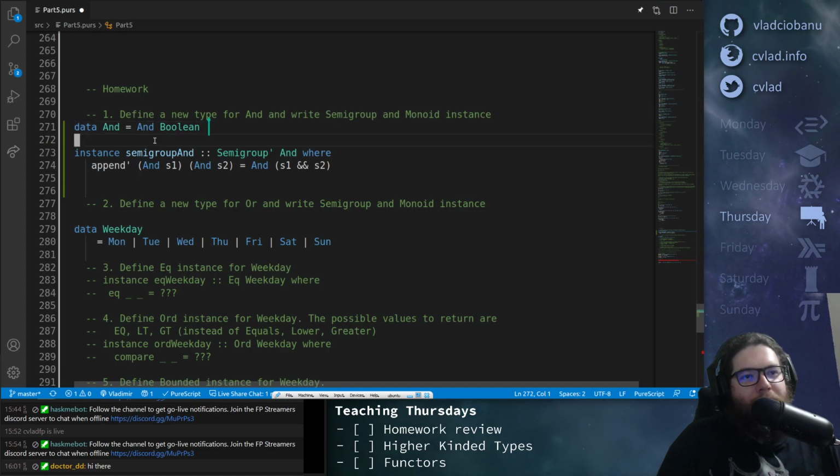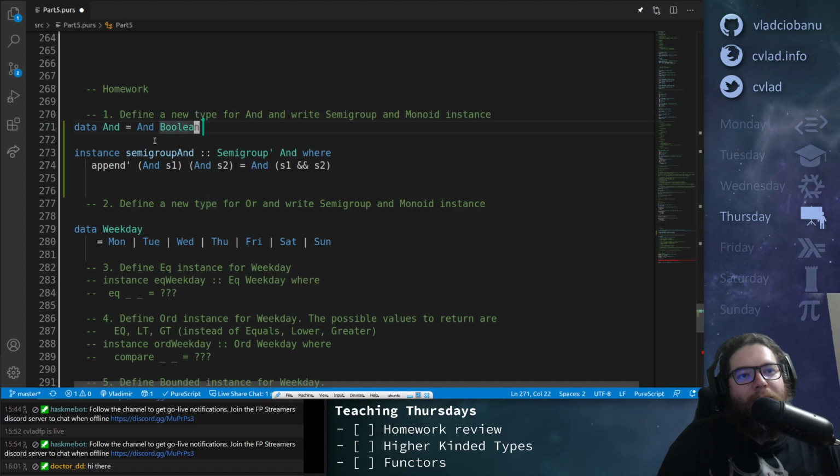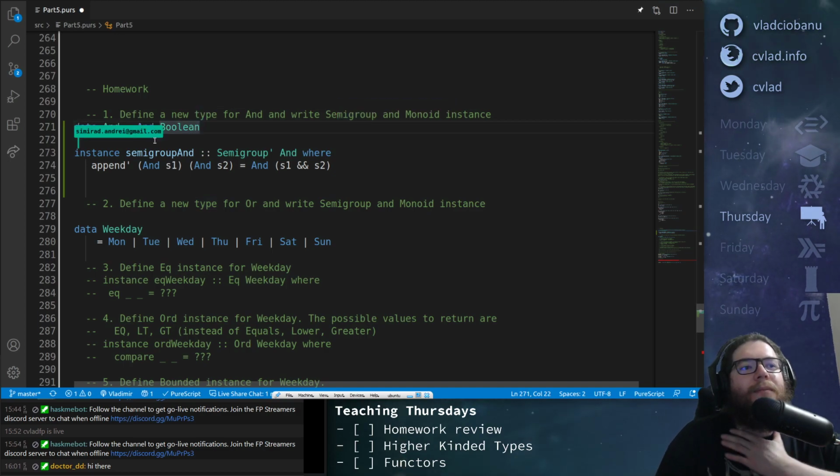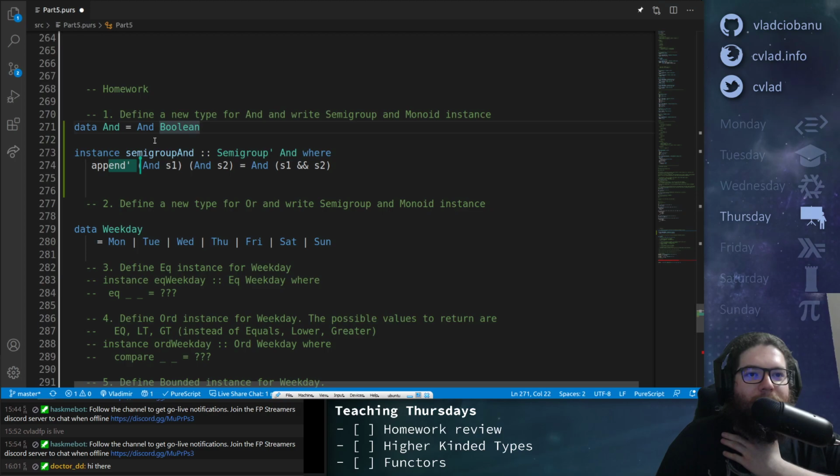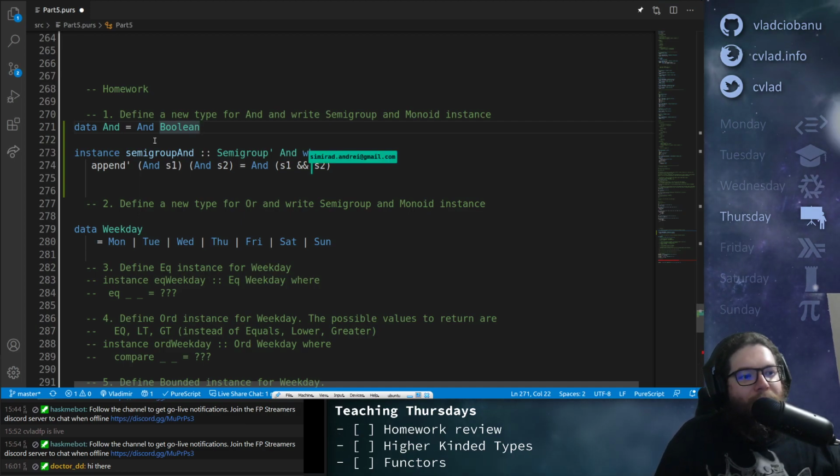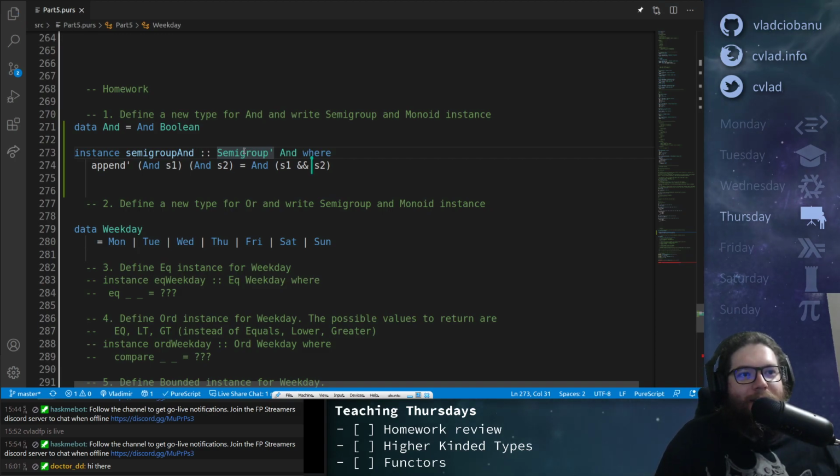I don't understand entirely what this is supposed to do, because I know that for semigroups we have the append function that I should be using, but it slips my mind how it is supposed to work. Well, let me start by saying that this is 100% correct.